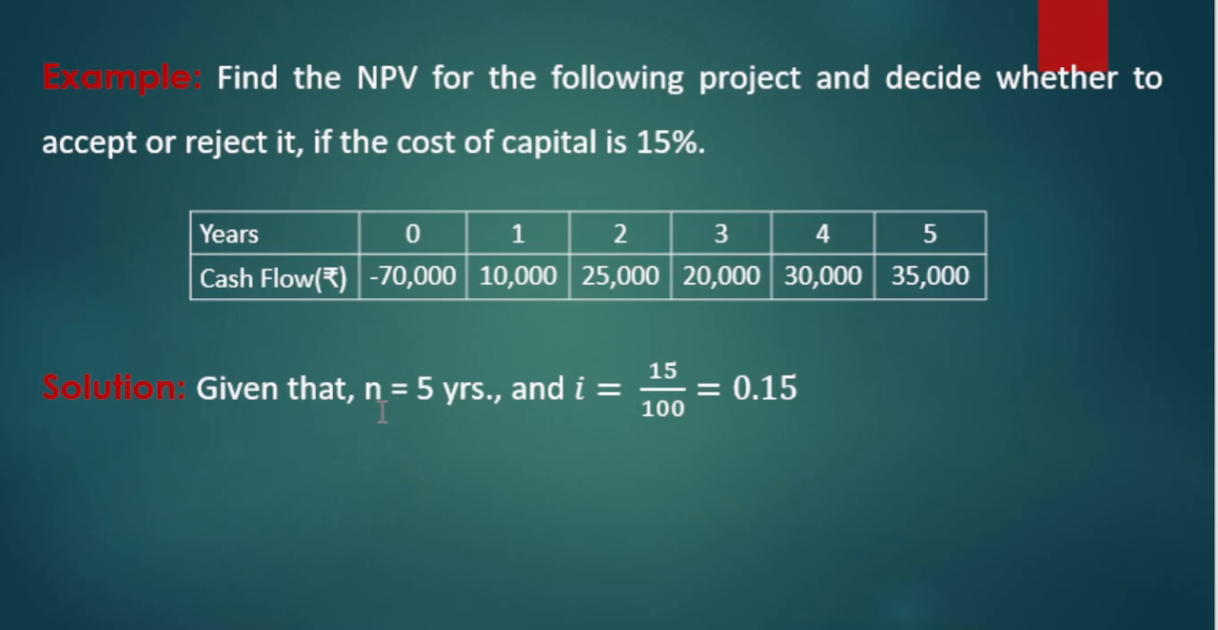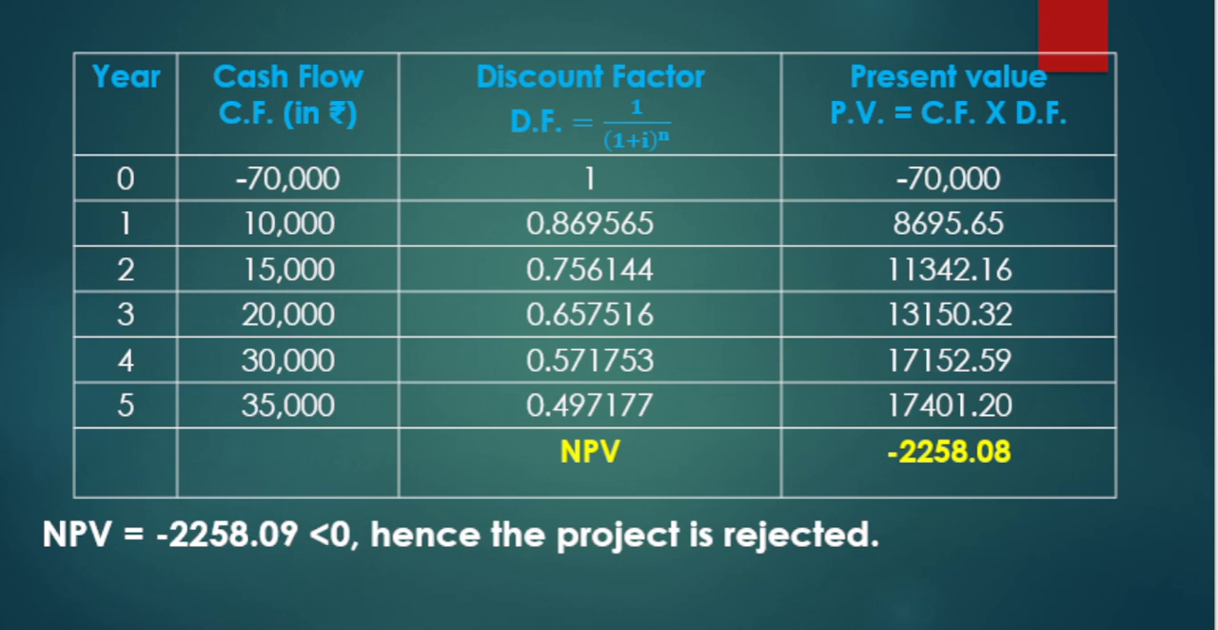In the question, it is given that n is 5 years, means we have to invest up to 5 years. And i is equal to 15 upon 100, means 15%. Rate of interest is 15%. So i is equal to 0.15. So first of all, we have to prepare a table in which we have to find out the cash flow along with the discounting factor, so we can calculate the present value of every year.